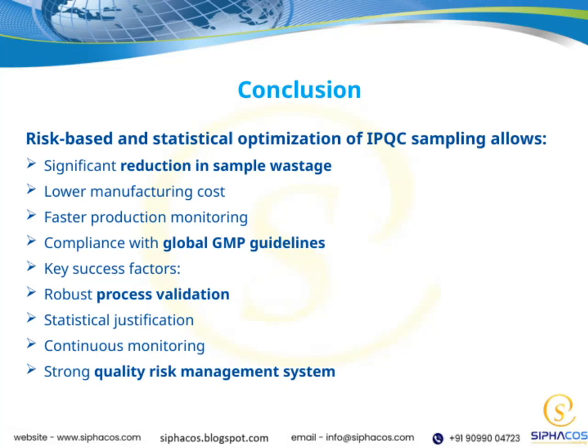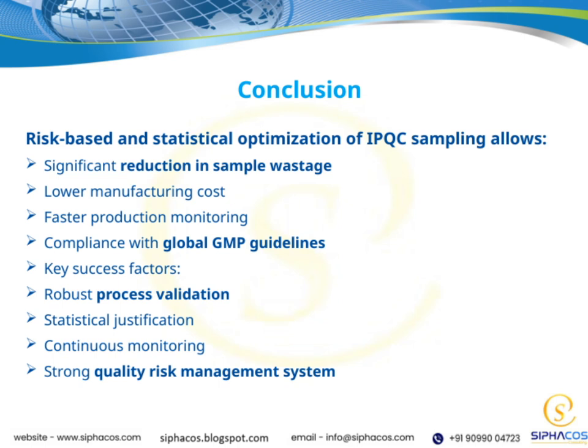In conclusion, adopting risk-based and statistical optimization for IPQC sampling offers several significant benefits. First, it allows us to drastically reduce sample wastage, which not only conserves resources, but also streamlines our process. This approach also helps lower manufacturing costs by making our sampling more efficient. Additionally, it enables faster production monitoring, so we can identify and address issues more quickly. Importantly, this method ensures we stay compliant with global GMP guidelines, maintaining high standards across our operations.